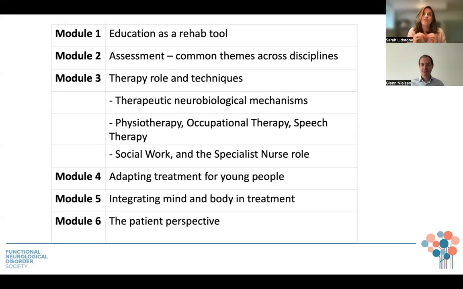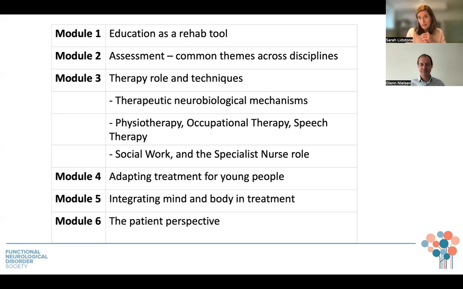Module 3 then gets into the nitty-gritty of these practical techniques, and we break it down by discipline. So we include physiotherapy, occupational therapy, speech therapy, social work, and specialist nurses. And we also talk about mechanism and how the mechanism can then lead to these different rehab tools people use. Module 4 is about pediatrics, so adapting these different therapy approaches to the young person in terms of the biopsychosocial model. Module 5 is really about integrating these mind-body techniques, so the psychologically informed rehabilitation in real time, how that looks, how that feels, and how this can actually come to life in the clinic.